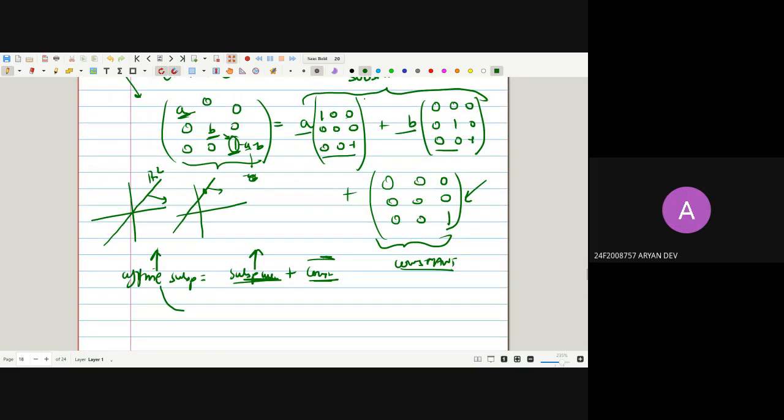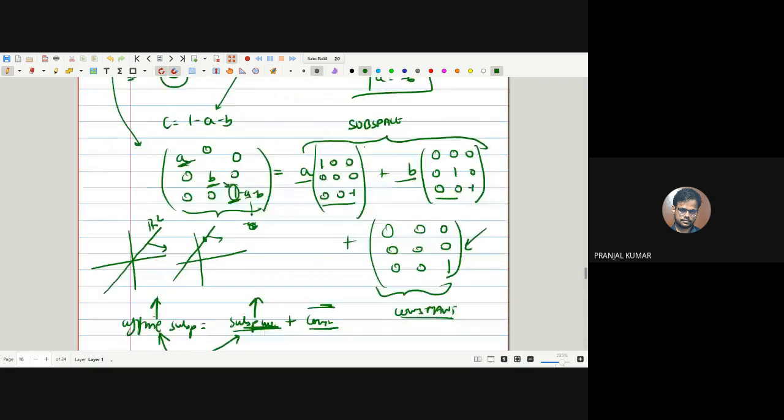What is the dimension of this affine subspace? Dimension of an affine subspace is the same as the corresponding subspace of which it is a linear translate. So this is a translate of a two-dimensional subspace. So this is the subspace part and this is the constant part. You can see that this subspace is being translated by this matrix.